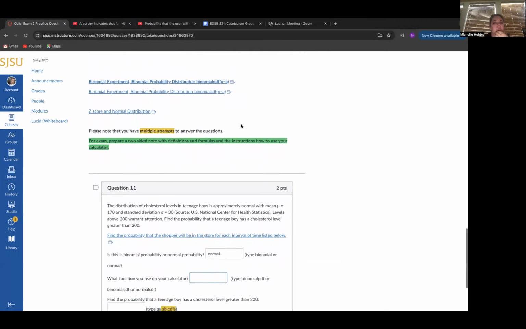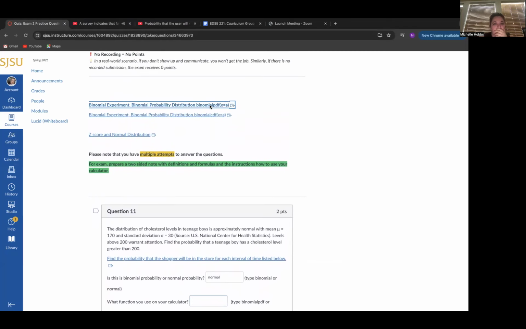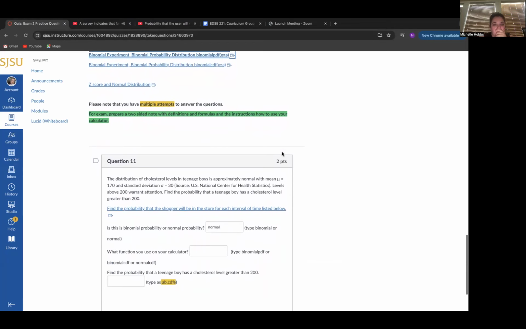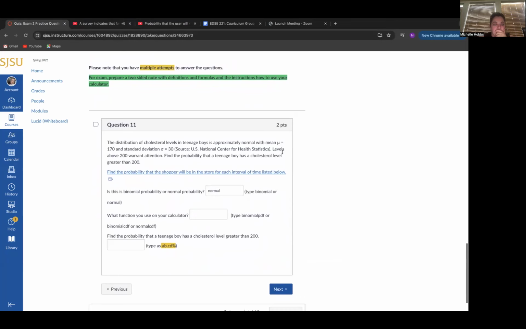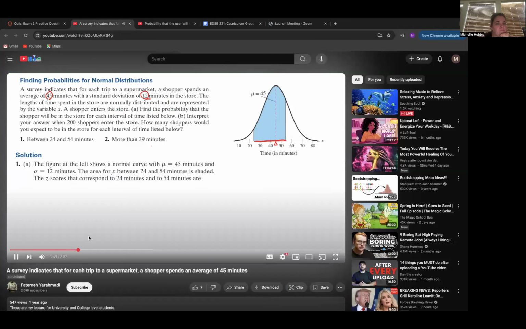24 and 54. And again, below the curve, you're going to shade this region. Mean is 45. That's how you see the balancing point, with a standard deviation of 12 minutes. You can use your calculator to find a probability for an x value, which is 50.